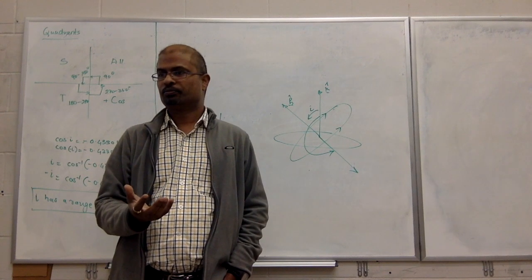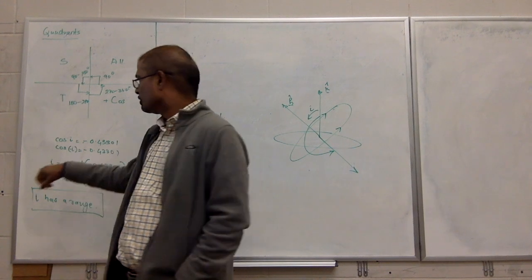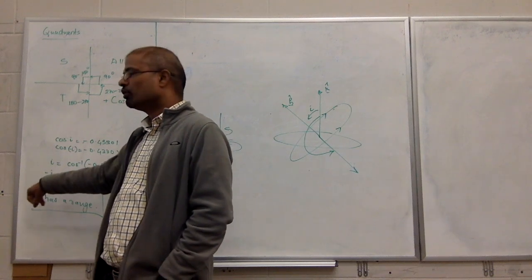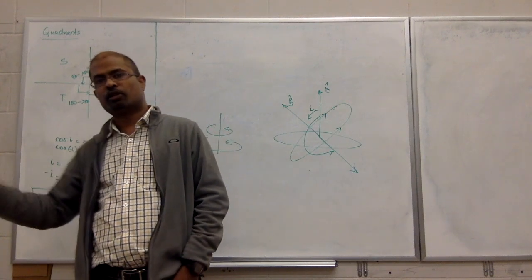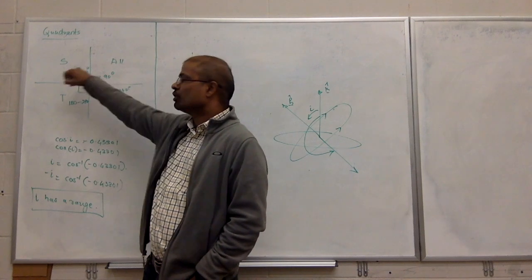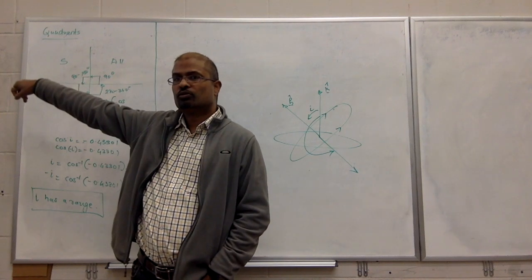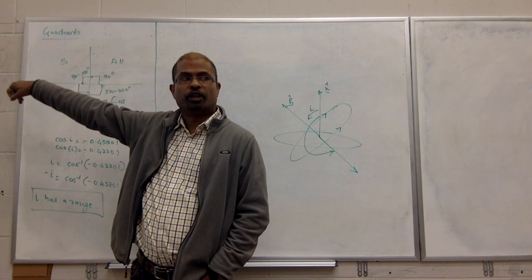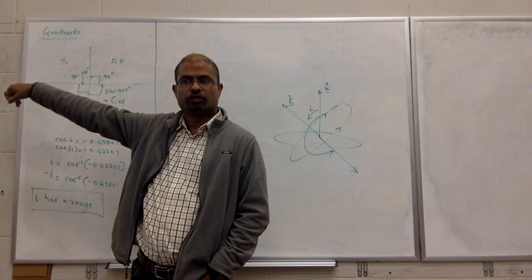You understand? So the inclination, you can just say, depending on whether it's a prograde orbit or a retrograde orbit, it will be 0 to 180. You get it?